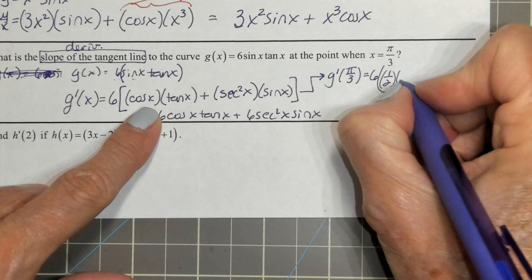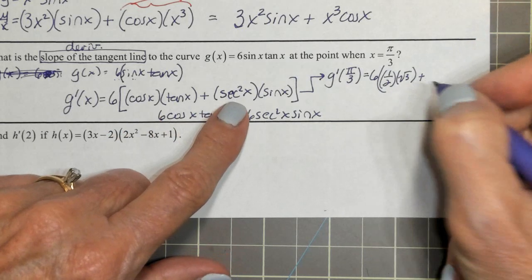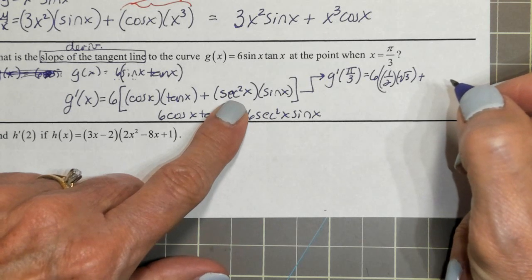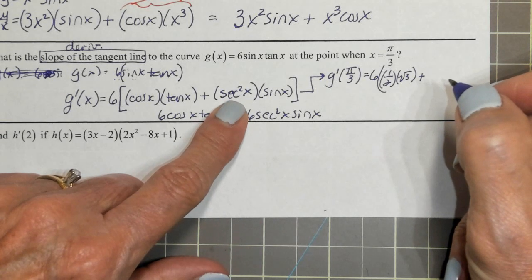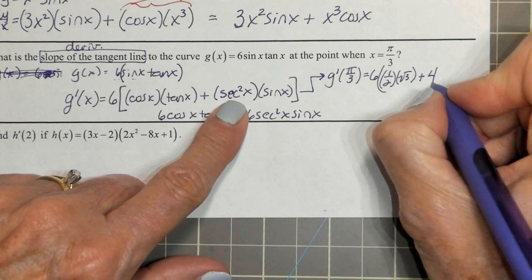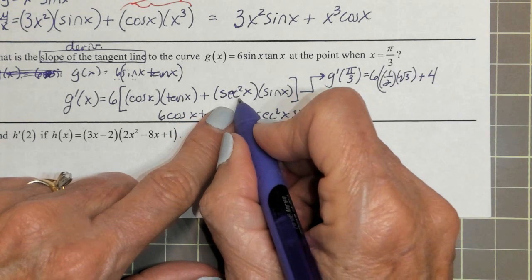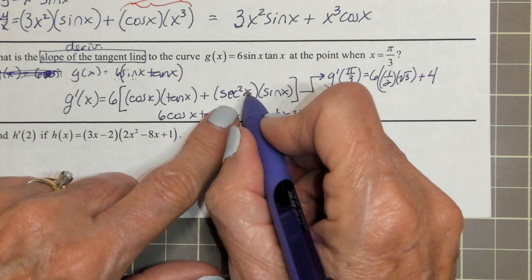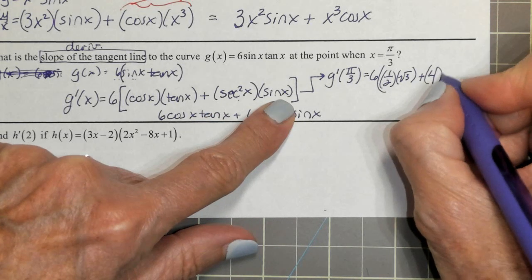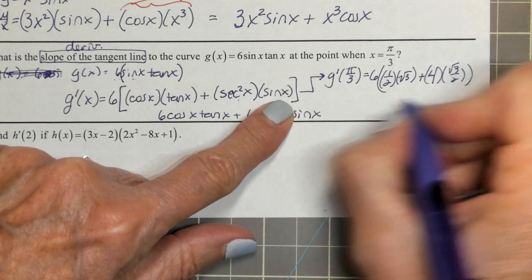Tangent of pi over 3 is square root of 3 plus secant squared of pi over 3. Well, secant is the flip of cosine. Cosine of pi over 3 is a half. The flip of a half is 2. And 2 squared is 4. Secant squared of pi over 3 is 2 squared, which is 4. And then sine of pi over 3 is square root of 3 over 2.